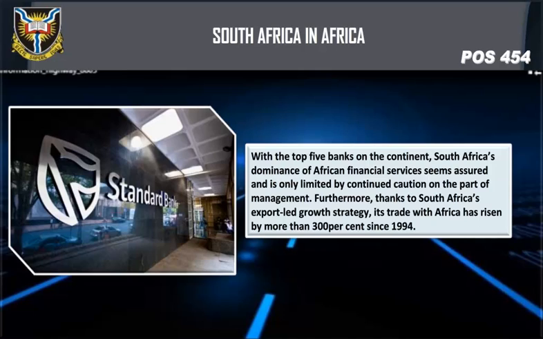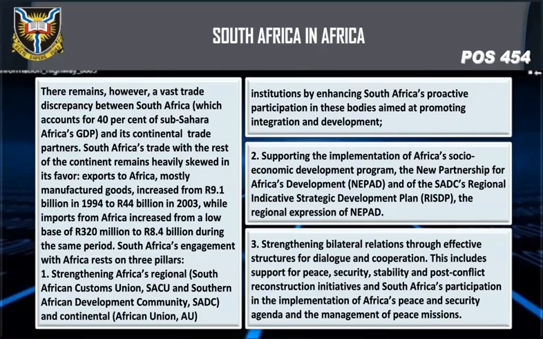Furthermore, thanks to South Africa's export-led growth strategy, its trade with Africa has risen by more than 300% since 1994. There remains, however, a vast trade discrepancy between South Africa, which accounts for 40% of sub-Saharan Africa's GDP, and its continental trade partners. South Africa's trade with the rest of the continent remains heavily skewed in its favor. Exports to Africa, mostly manufactured goods, increased from 9.1 billion rand in 1994 to 44 billion rand in 2003, while imports from Africa increased from a low base of 320 million rand to 8.4 billion rand during the same period.